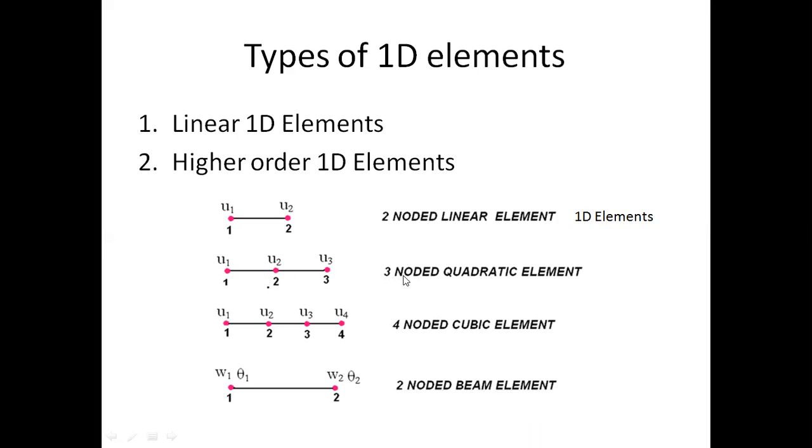Okay, next, three noded quadratic element and four noded cubic elements. These are higher order 1D elements. Okay, this is the types of 1D elements. Means the first one is the linear 1D element, and the second one is the higher order 1D element. Okay, this is the type of 1D element.